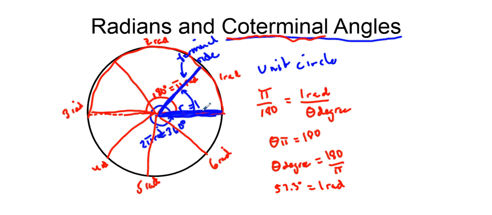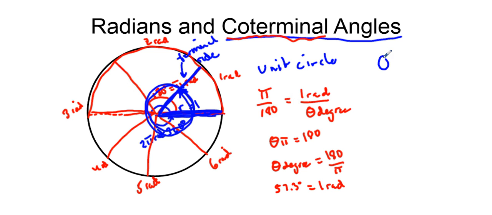If we wanted to go to another one, I can go all the way around a circle, 360 degrees or 2 pi, and I come to this angle again. If I do it again, I can keep going around again and again. What coterminal means is an angle that shares the same terminal side. So how can you find coterminal angles?